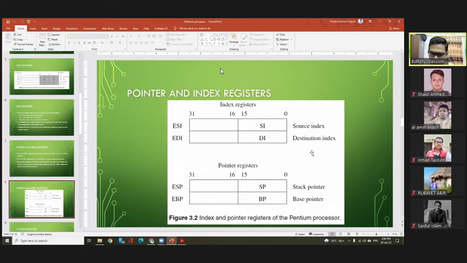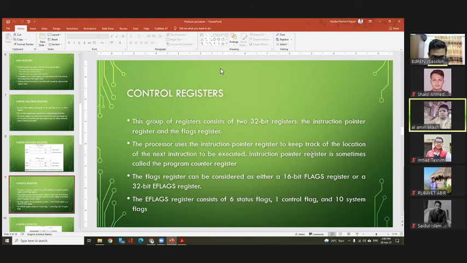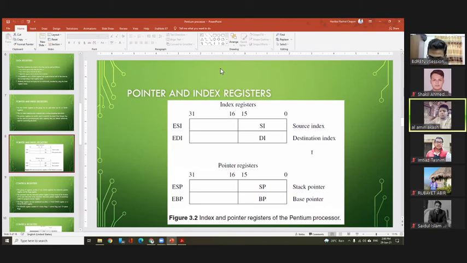Check it. Any question regarding the pointer and index register? Sir, in the index or pointer register, we have 32 bits, but we are using 31. Why is that, sir? No, 0 to 31. Oh, okay. Clear, sir. Yes, sir. Clear.